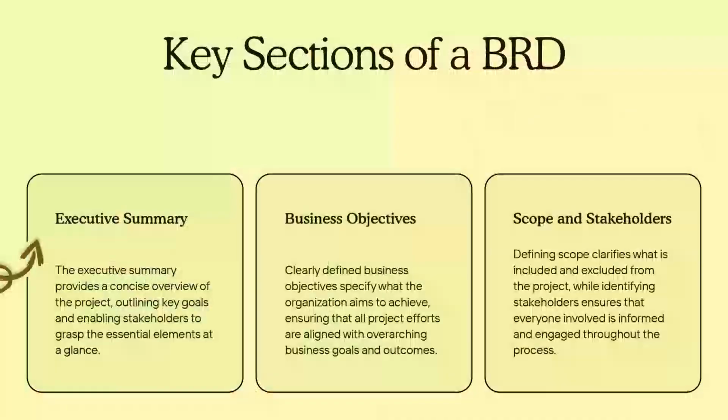A standard BRD has several key sections. First, executive summary. A brief overview of the project, the business problem, and the proposed solution. Second, business objectives. What does the business want to achieve? These are the goals the project must deliver. Third, scope. What is included in the project, and just as importantly, what is not included? Fourth, stakeholders. Who are the key people involved and what are their roles? Fifth, business requirements. The detailed list of what the system or solution must do to meet the business needs.